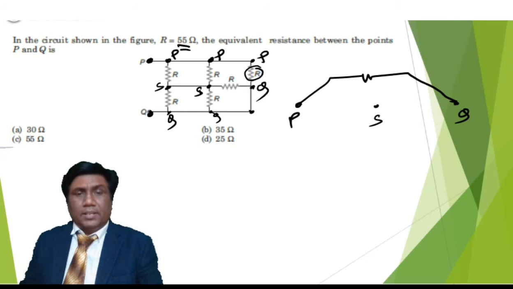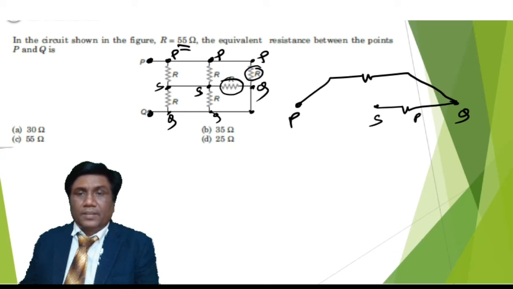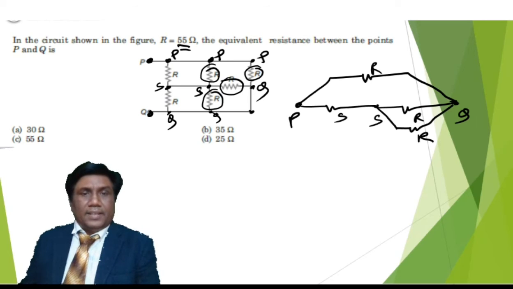No more resistance under P and Q. This resistance is under Q and S. So Q and S, I have drawn it. Well, all our values are R only, so no problem. And this resistance is under P and S. Well, this resistance is under SQ. So it means these two will be parallel. And this resistance is under PS.